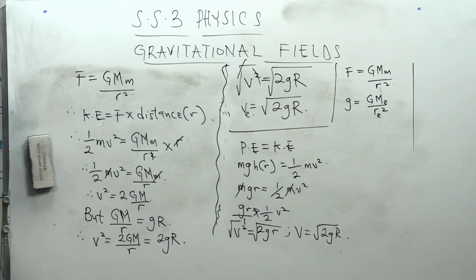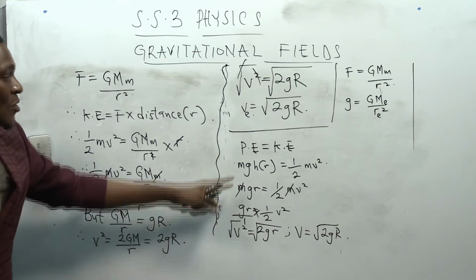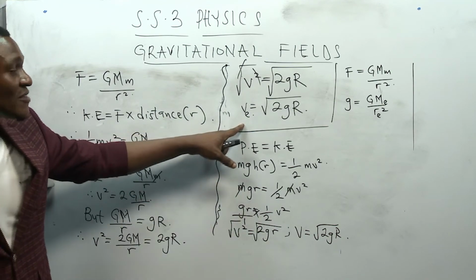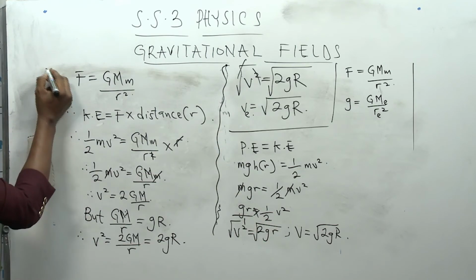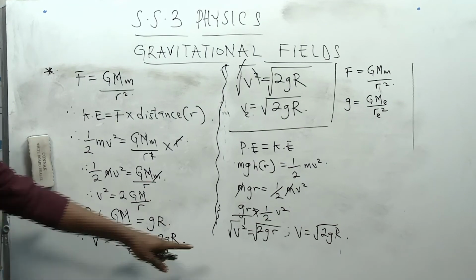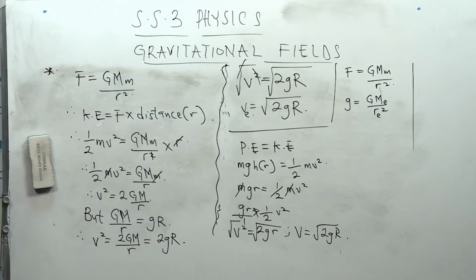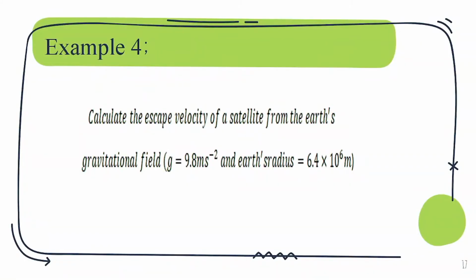So you can see that with a simpler proof, we were also able to calculate the escape velocity of the Earth. Although this is the method you are going to find in most textbooks, this method is also very correct. So let's move further to now calculate the numerical value of the escape velocity of the Earth. Don't forget that our formula is VE is equal to the square root of 2gR. So calculate the escape velocity of the satellite from the Earth's gravitational field.